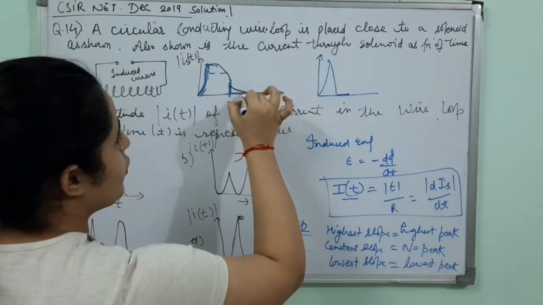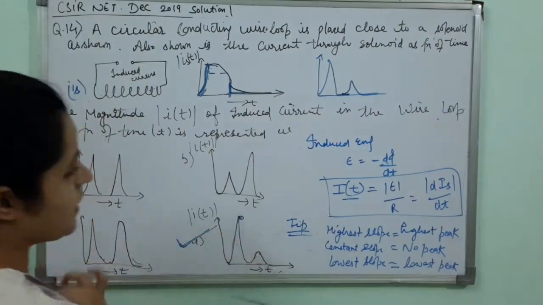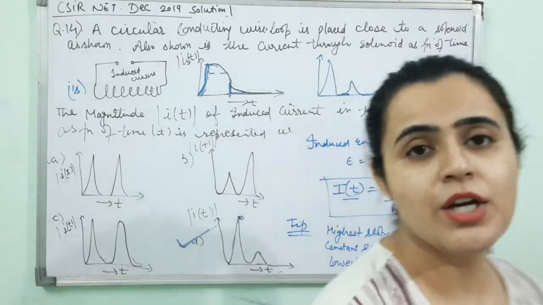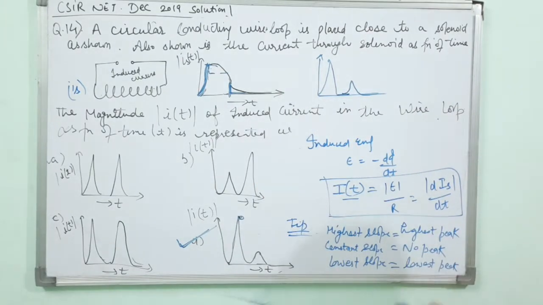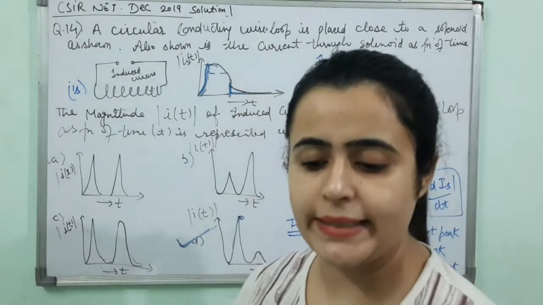Next, there will be a lower slope, then there will be the lowest peak. Then the best graph representing this strip will be: highest slope equals highest peak, and lowest constant slope means no peak, and lowest slope, coming from this equation, is that I_T is directly proportional to dS by dT.